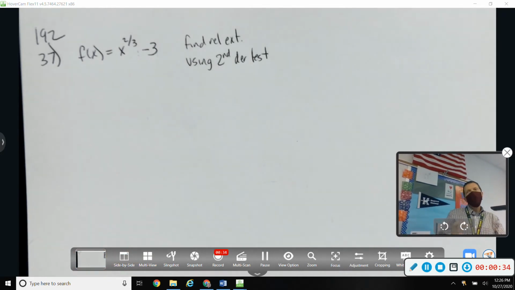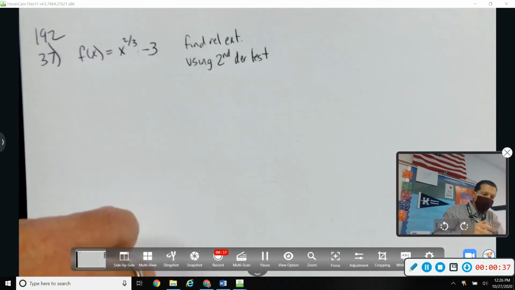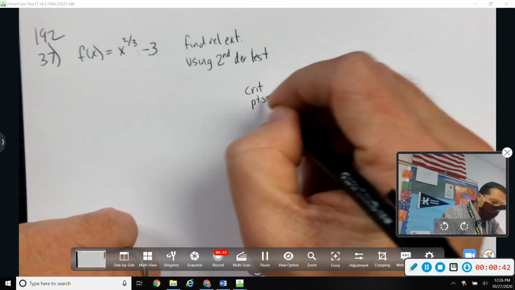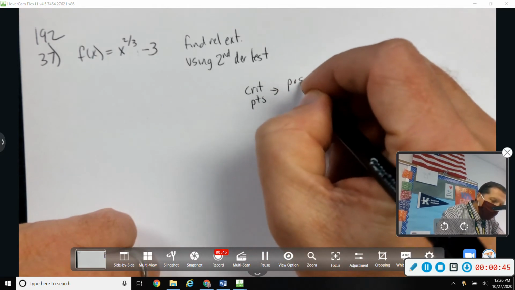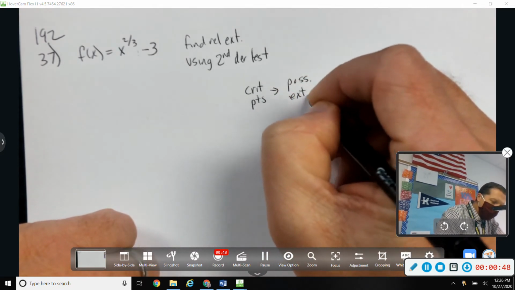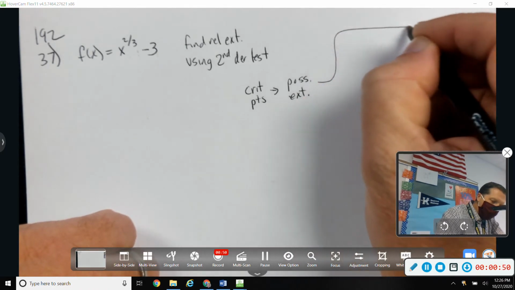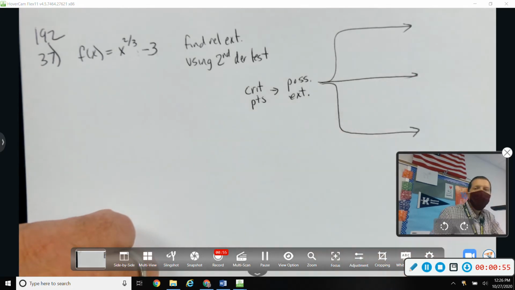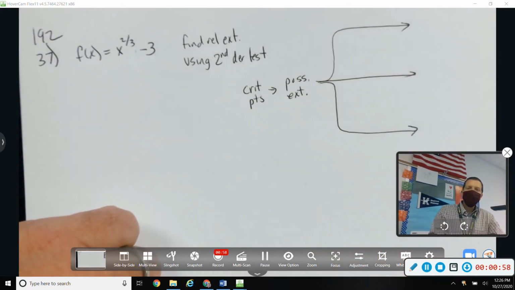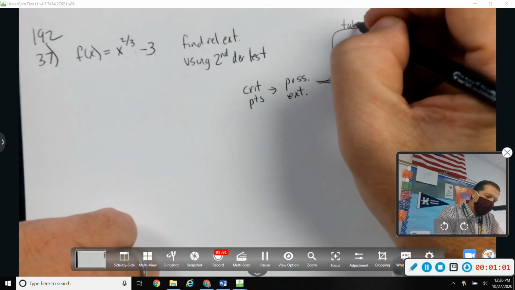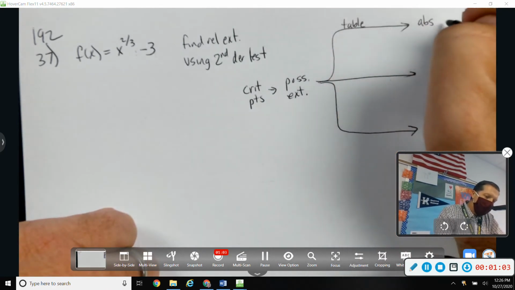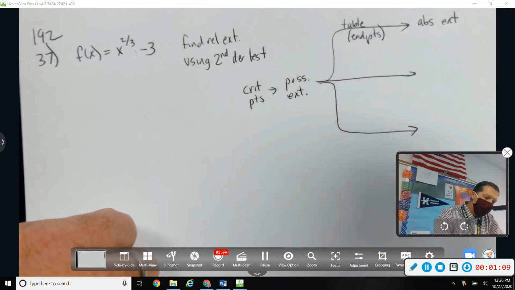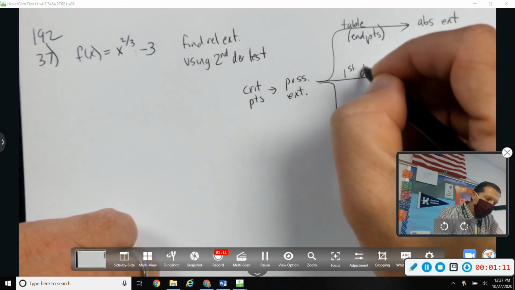Okay, so a little bit of side note, backtrack, big picture here. You may not want to write this down, but one more time. Start with the critical points. Those tell us the possible extrema. And then we have options. That's probably the neatest. I've drawn that little pitchfork looking thing. If we do a table, we get the absolute extrema. Remember to include endpoints. We can do the first derivative test.